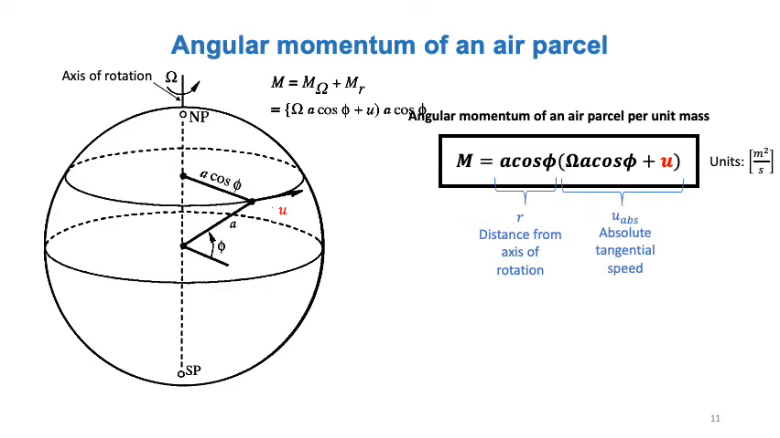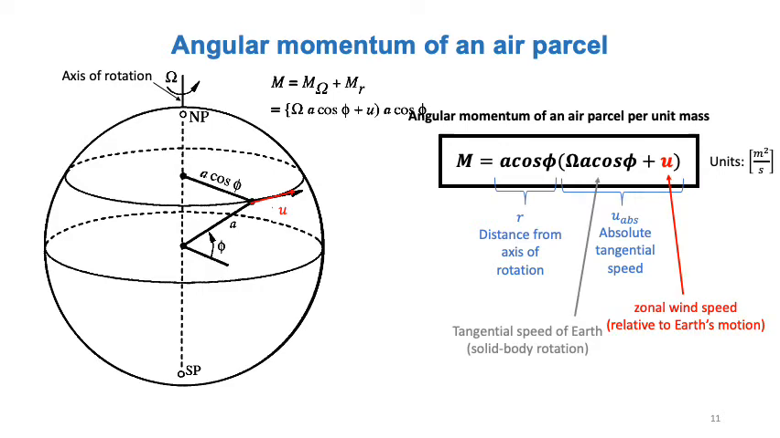And then the second term here is the absolute tangential speed. It has two different components to it. In the first part, this omega a cosine phi is the tangential speed of the Earth. So it's solid body rotation, the Earth is rotating. And you can translate that to a tangential speed at some distance from the axis of rotation. So that a cosine phi again is showing up, omega a cosine phi. And then the zonal wind speed, u. So that's your relative motion, or motion relative to the Earth, which is to say the wind.